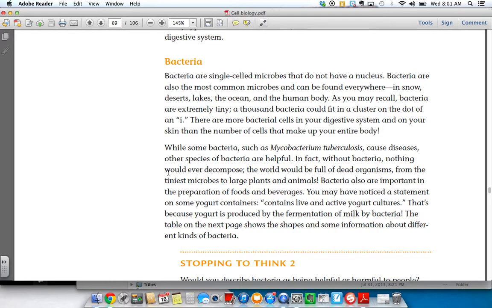In fact, without bacteria, nothing would ever decompose. The world would be full of dead organisms, from the tiniest microbes to large plants and animals. Bacteria also are important in the preparation of foods and beverages.